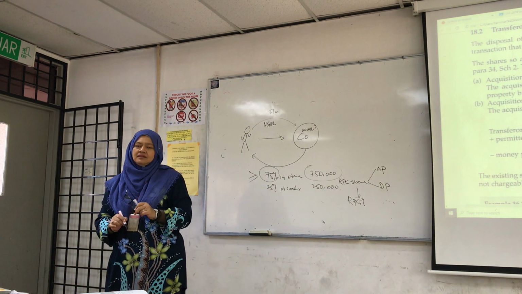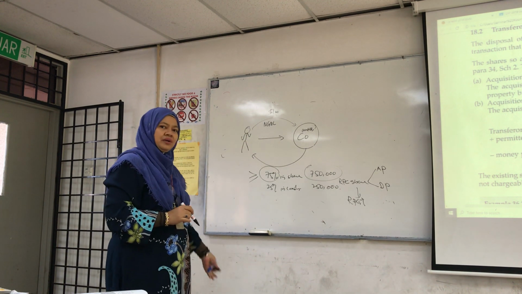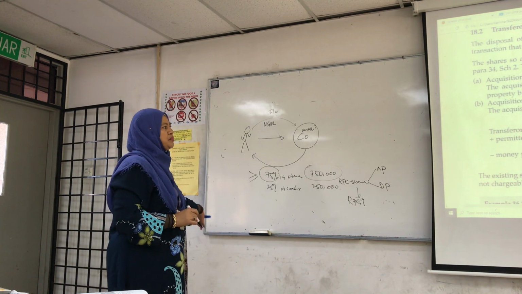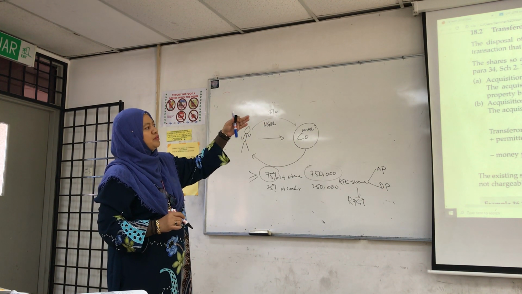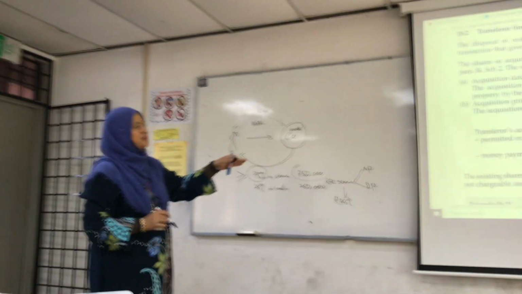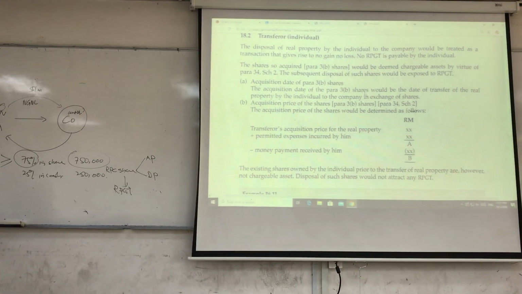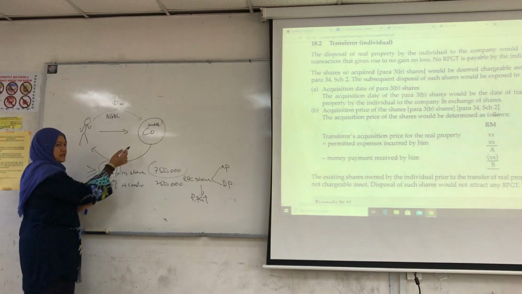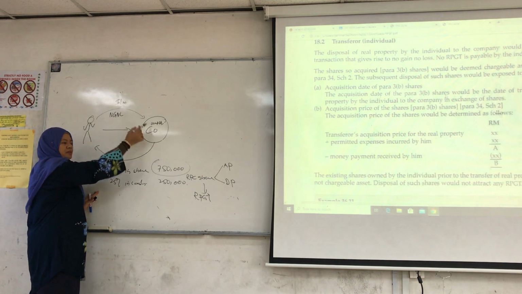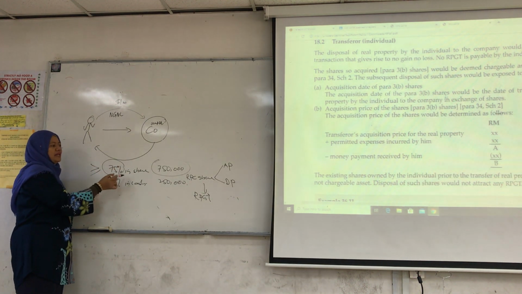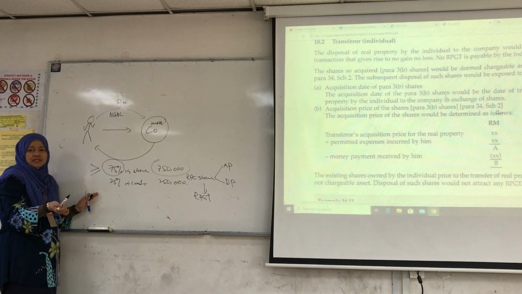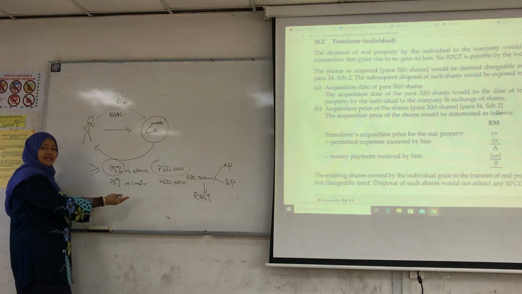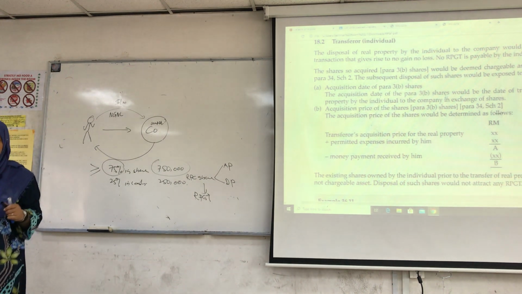Done. So then you have to come back to the scenario. How to decide on the acquisition price? It says that the acquisition date will be the date of the transfer of the real property by the individual. So when you transfer the property, you get the shares, right? So that will be the acquisition date of the shares. Why is the acquisition date so important? Because we want to know the holding period of the shares, then decide on the RPGT rate.